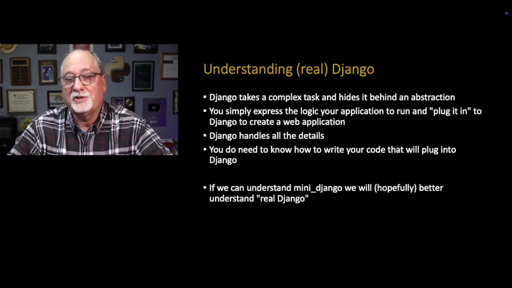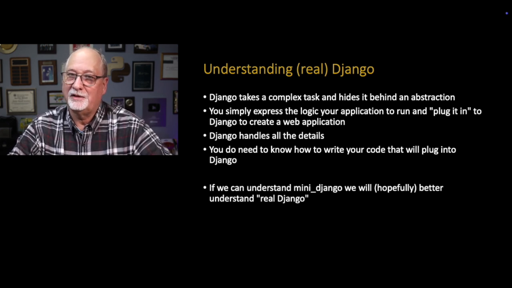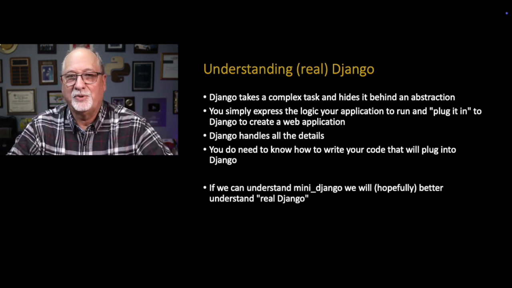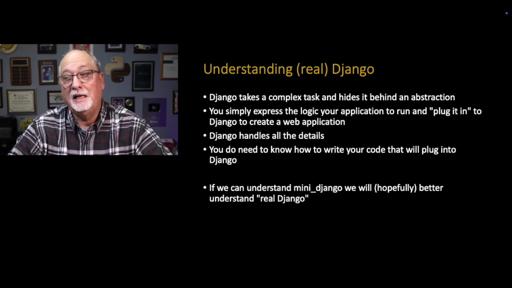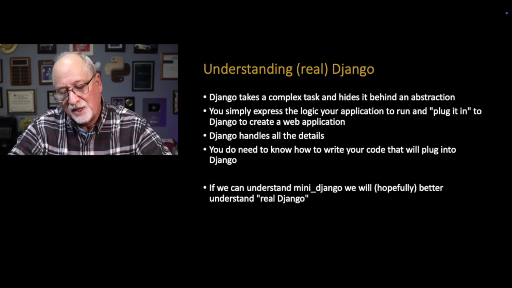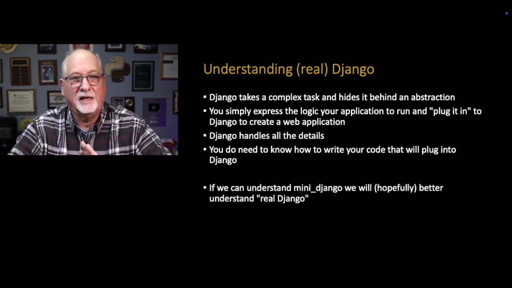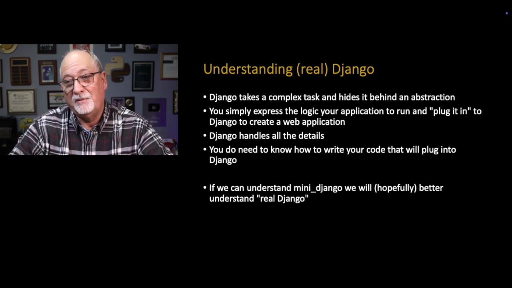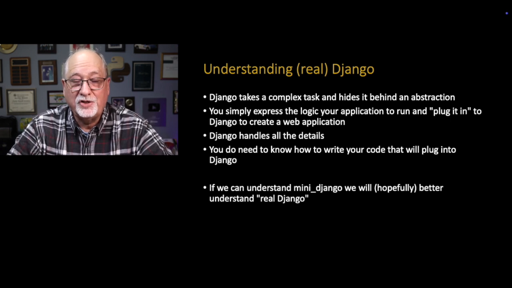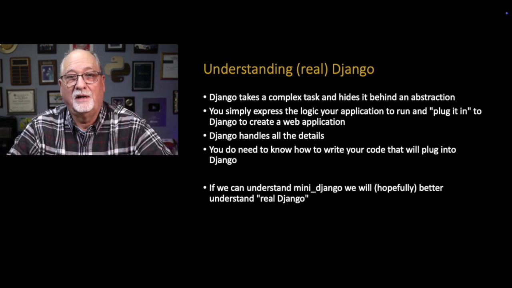And Django handles all the details, and there's lots of them, thousands and thousands of little details. But with all abstractions, it's a good idea to understand the shape of the abstraction that you're dealing with so you can have some predictability as to what happens when you make a change to your code. Django says, do this, override this method, override the query method, all that stuff. You have to kind of understand what's going on behind the scenes. And so my hope is that if you can understand Mini Django, you'll have a much better chance of understanding the real Django.